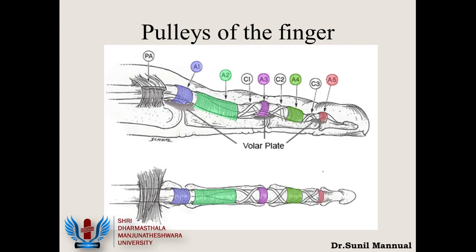And if you carefully notice, the A1 pulley is at the level of the metacarpophalangeal joint. A2 pulley is at the level of the proximal phalanx. A3 pulley is at the level of the proximal interphalangeal joint. A4 pulley is at the middle phalanx, and the A5 pulley is at the level of the distal interphalangeal joint.